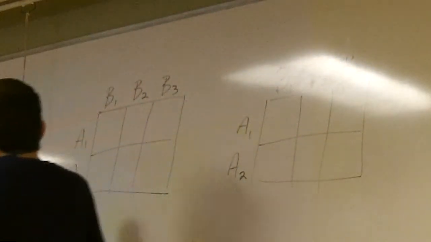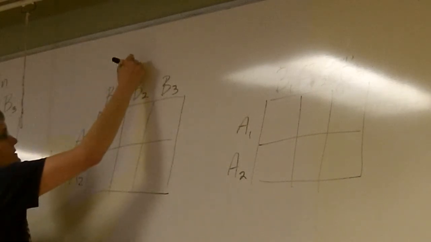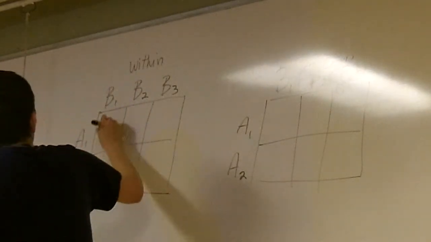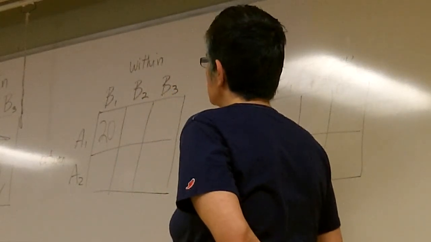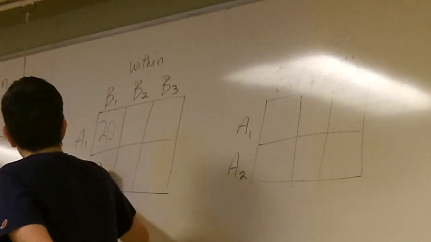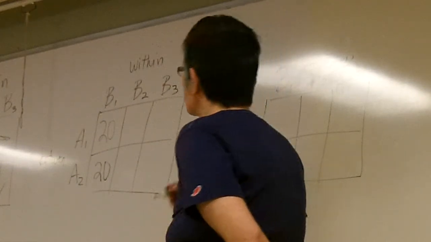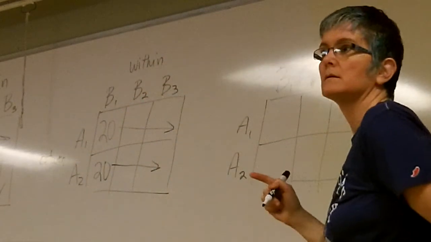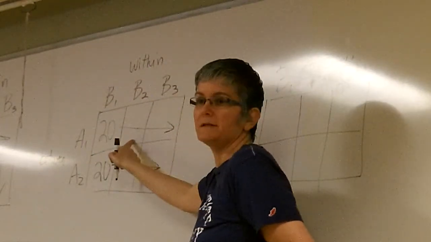So if A is between, how many subjects do you need? Tell me, what should I do? Where do I need to put more numbers? A2, B1, here? Okay. Now what? Arrows across. Why am I putting arrows across there? Because this is within, right? Which means the same subjects who are in B1 can be in B2 and can be in B3.